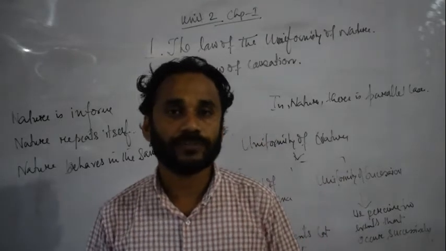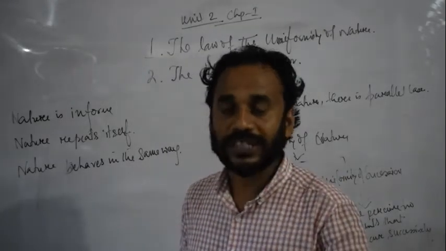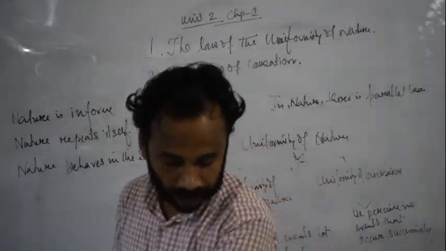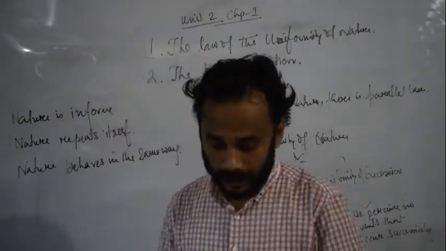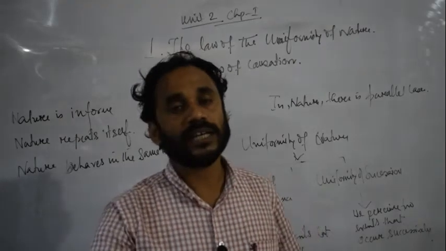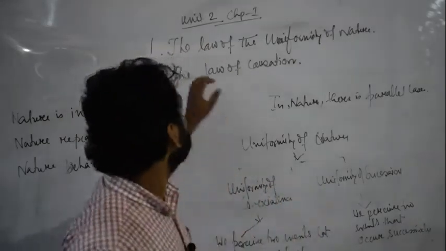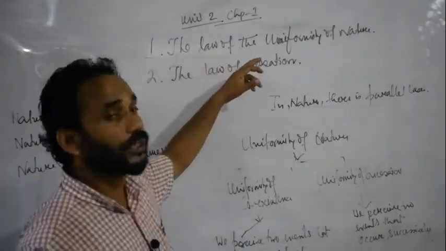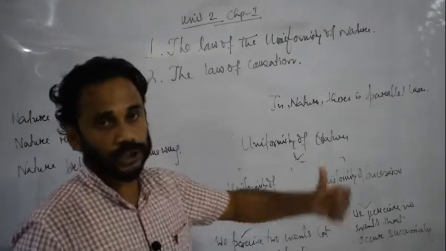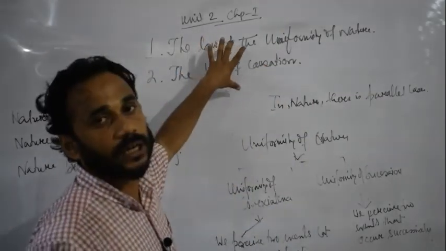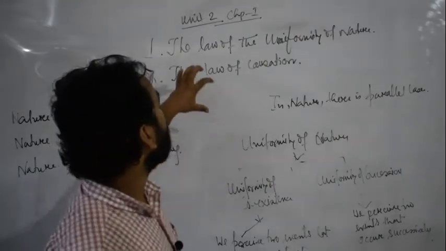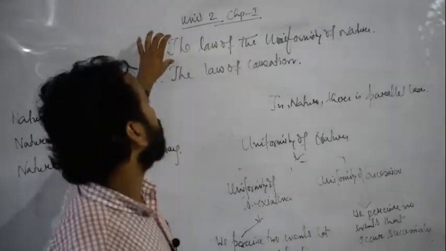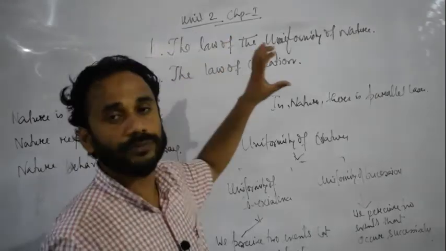Already we have studied that the law of the uniformity of nature and the law of causation are known as the formal grounds of induction. These two, the law of uniformity of nature and the law of causation, are known as the formal grounds of induction. So today I shall discuss what is the law of the uniformity of nature.